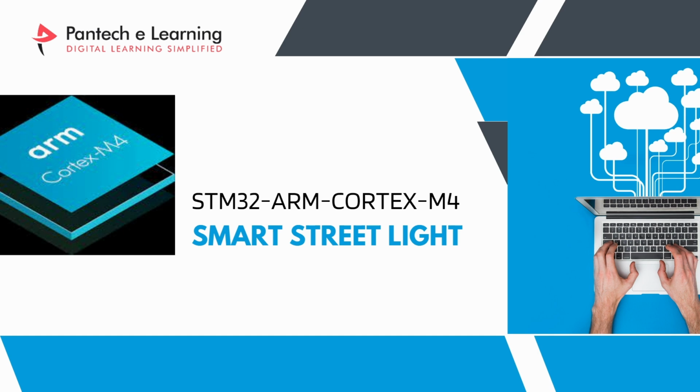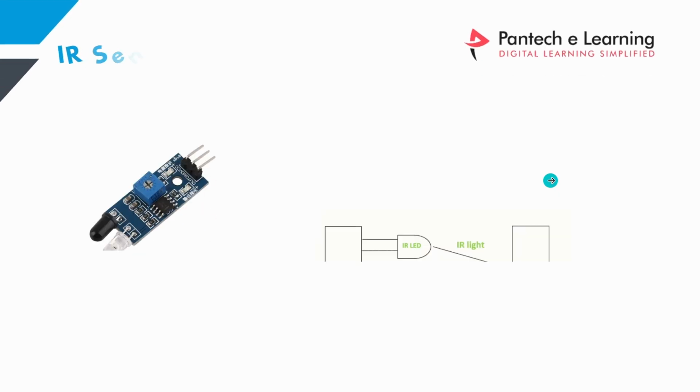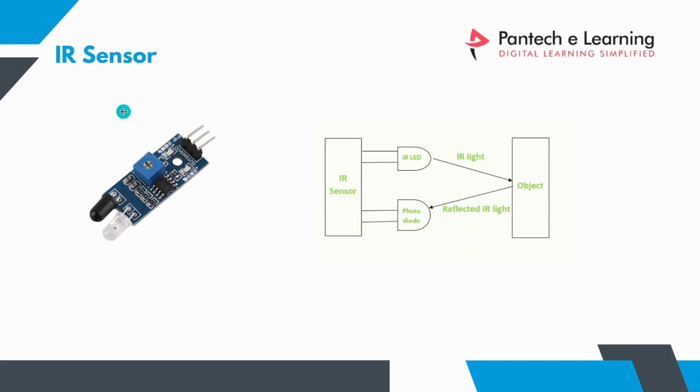What are the things we are going to use for this system? We are going to use the IR sensor, which is an infrared sensor. It has two parts: one is the IR LED, which is the sender, and another one is a photodiode, which is the receiver.